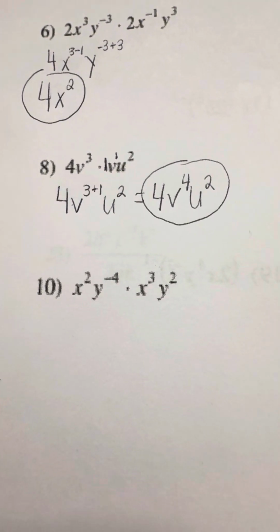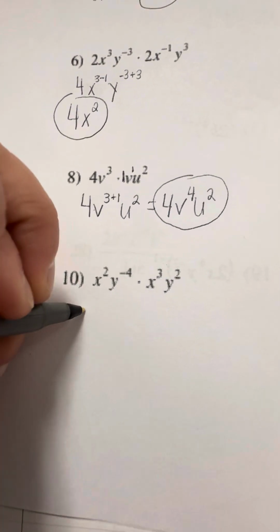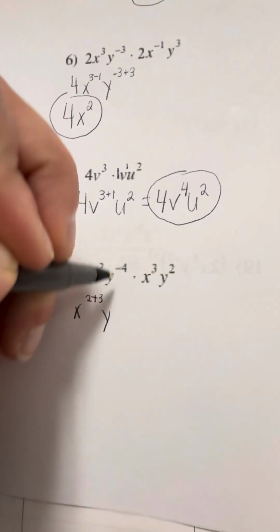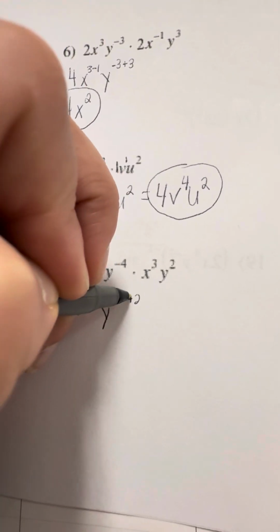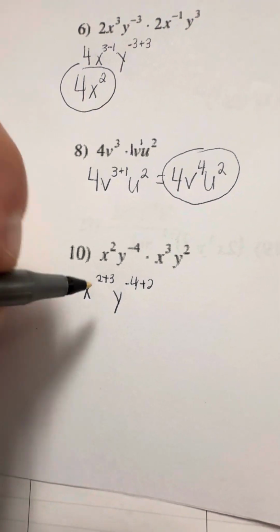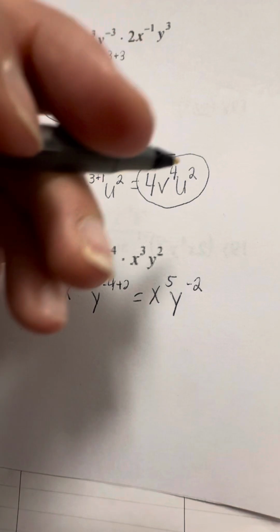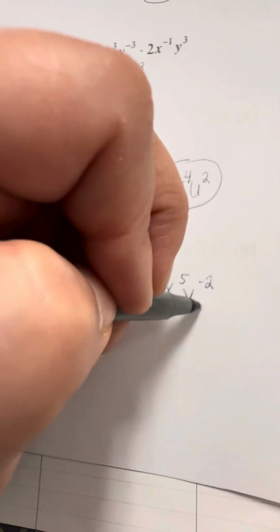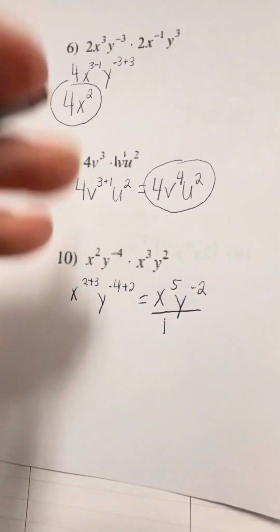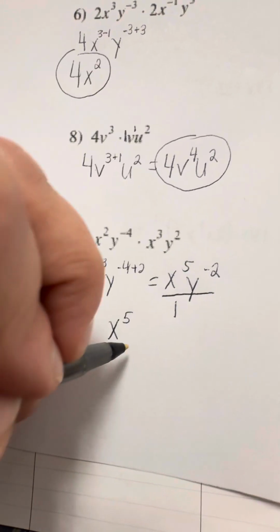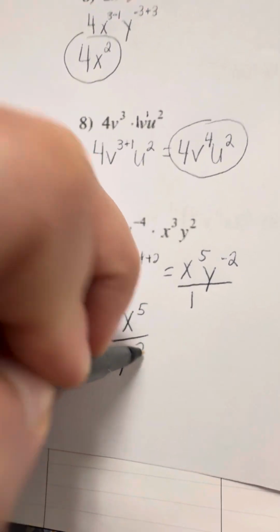Might as well just do this last one on this page and get it over with. X's, we're going to combine, add those together, 2 plus 3. And the y's, negative 4 plus 2. Combine what we can. 2 plus 3 is 5, so x to the 5th. And then my y, negative 4 plus 2, which is going to give me negative 2. And then that y is going to need to drop down. And I'm going to put this over 1. So the x is fine up in the numerator because that's positive, so you don't want to change that. But then the y is going to get dropped down to the bottom in the denominator and change that exponent to a positive.